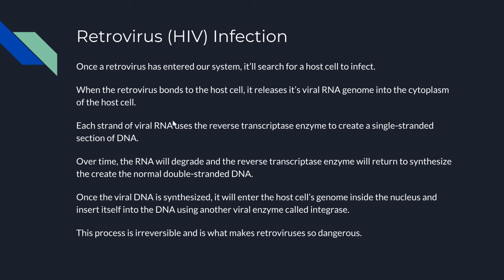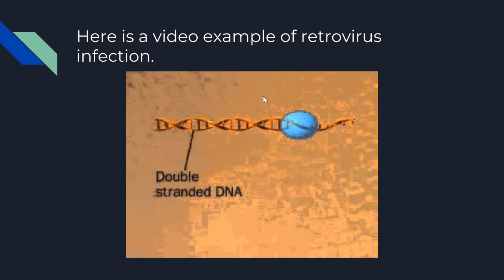And once this DNA is synthesized, it will enter the host cell's genome and nucleus, and insert itself into the DNA using another viral enzyme called integrase. This section of DNA is called a provirus, combining viral DNA and host DNA. This process is actually known to be irreversible and is what makes retroviruses so dangerous. And here's a quick video example of what a retrovirus infection is.